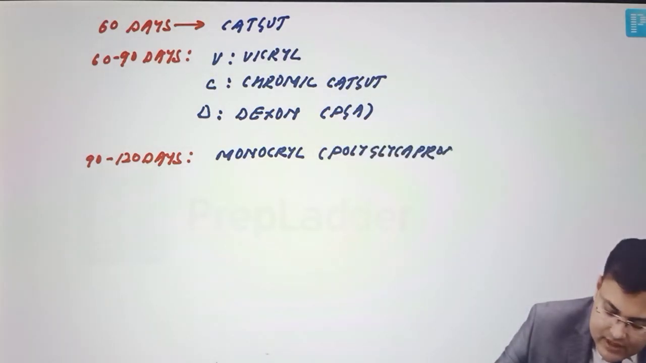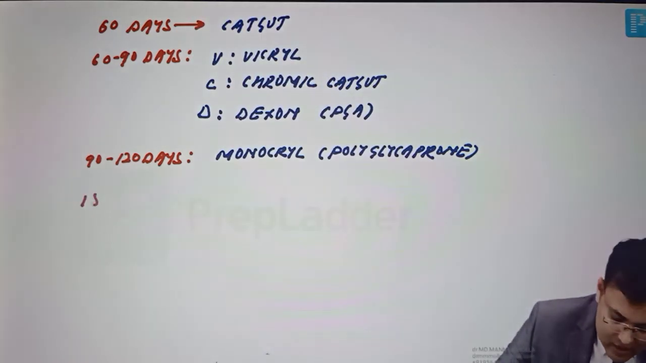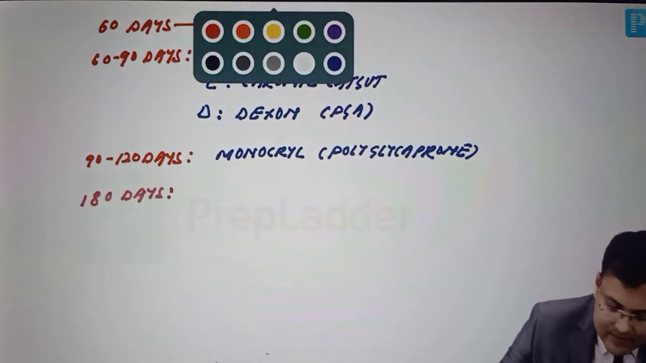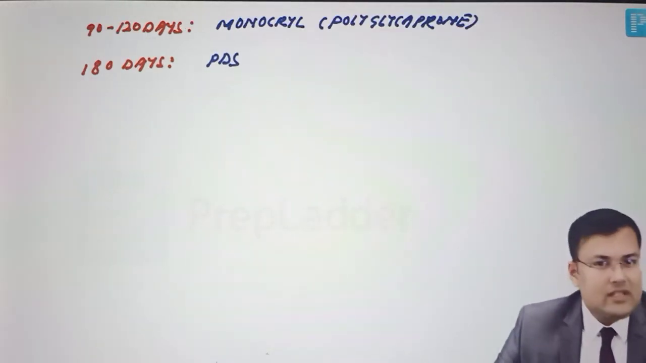And what was the question we discussed? That this Monocryl is used for subcuticular suture. And 180 days, we discussed just now, which suture is absorbed in 180 days, and this is PDS, also known as polydioxanone.